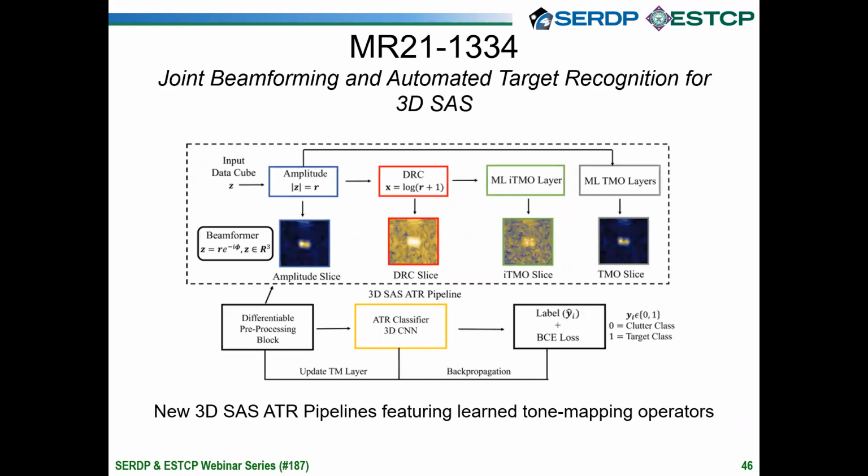In that first effort, they looked at developing a new three-dimensional SAS ATR pipeline where they learned a layer that sat before the standard convolutional neural networks that would be used for classification. And the purpose of that layer was to act as a tone mapping operator. So how can we employ a layer that is doing something similar to the dynamic range compression that we do to present information to a human so that they can assess whether a target is present or not?